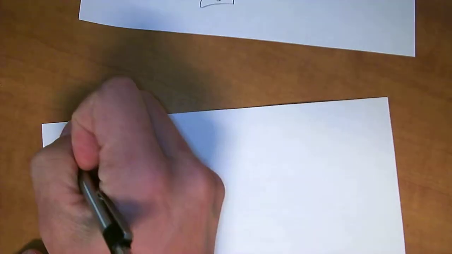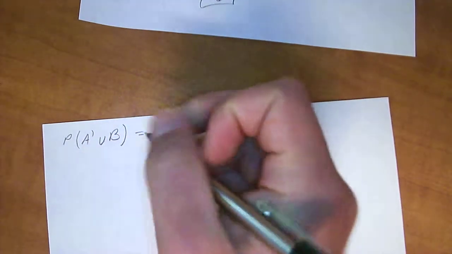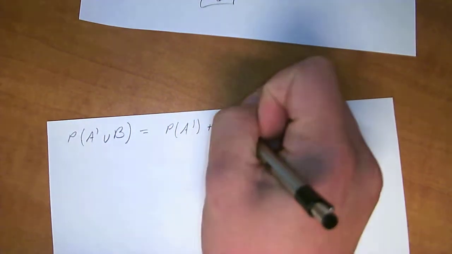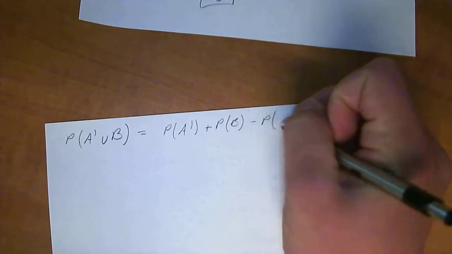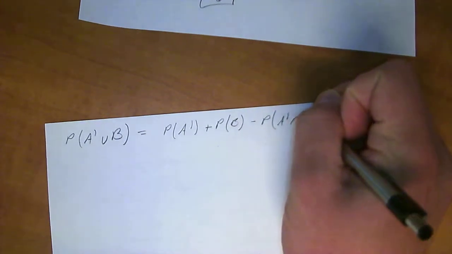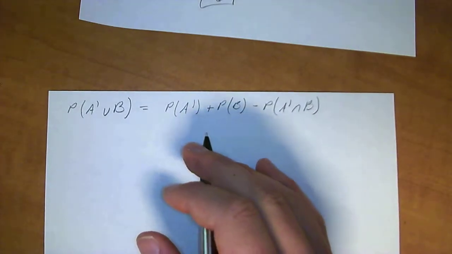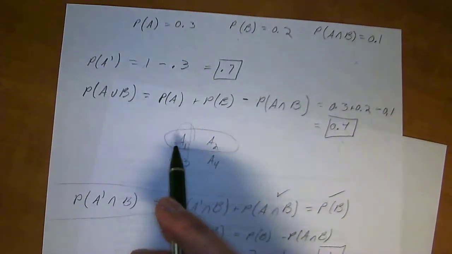Now, one last one. We have the probability of A naught union with B, which is equal to the probability of A naught plus the probability of B minus the probability of A naught intersected with B. This setup is exactly like the one we did before with the table I illustrated up here. Whenever you have a union of two probabilities, you have to take out a chunk of that probability so you're not counting something twice.